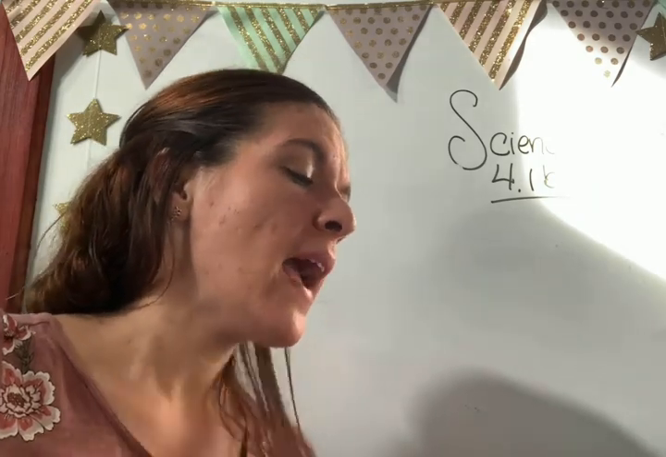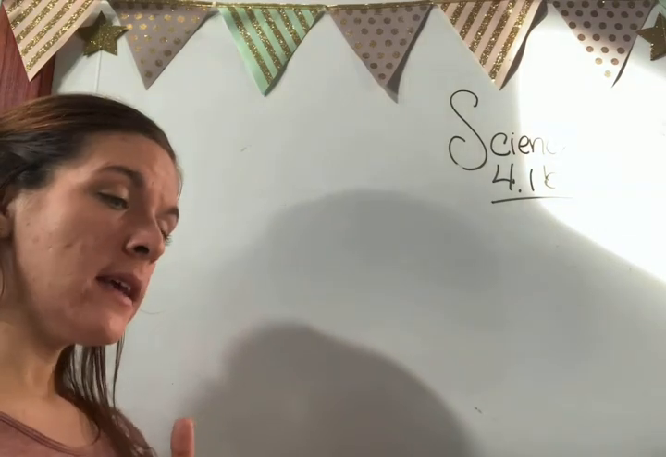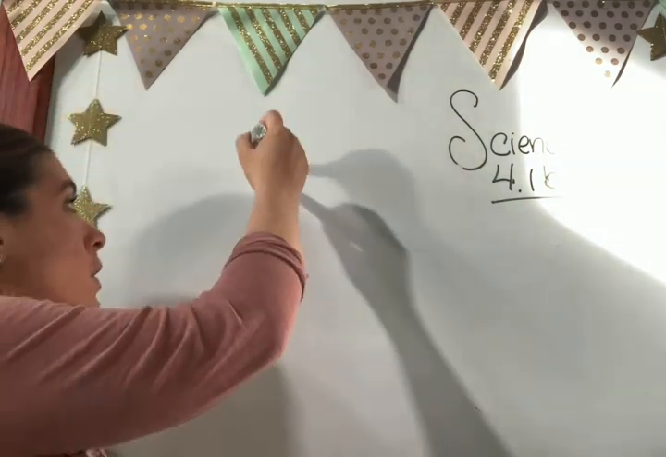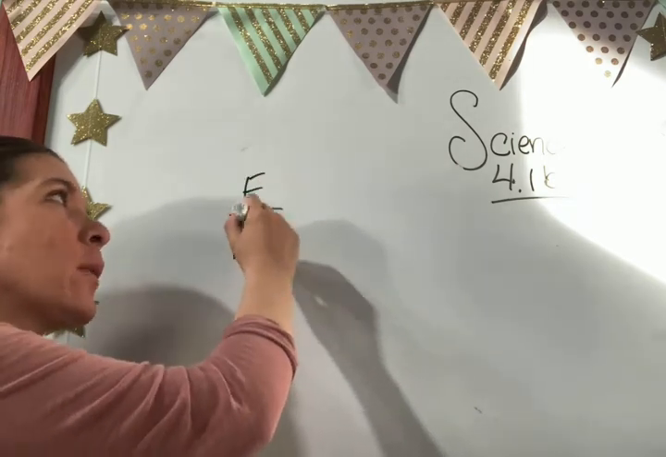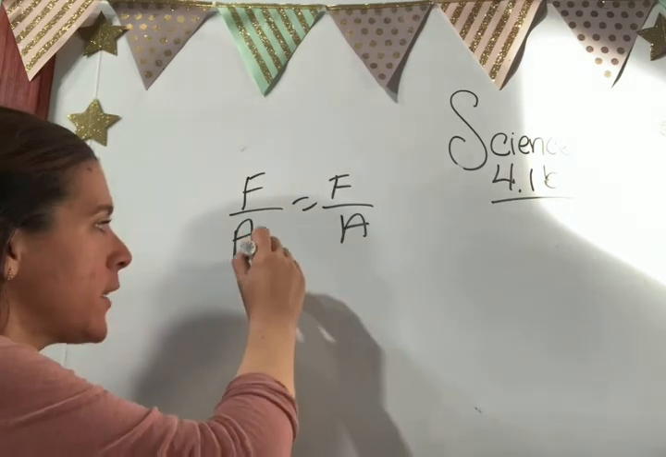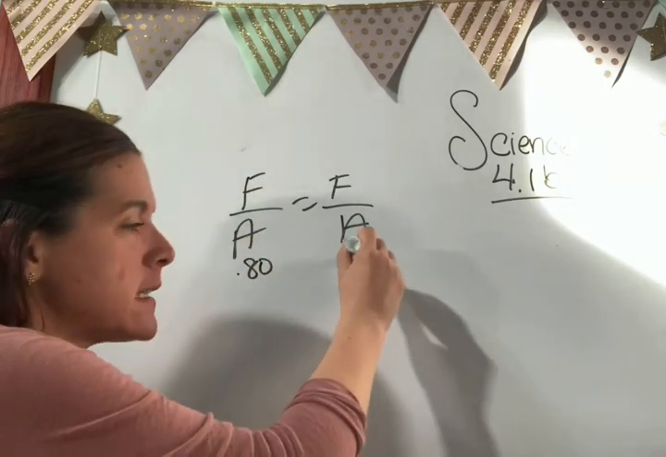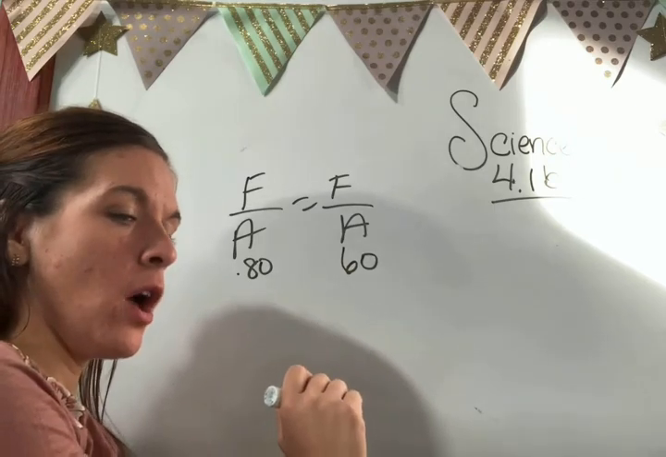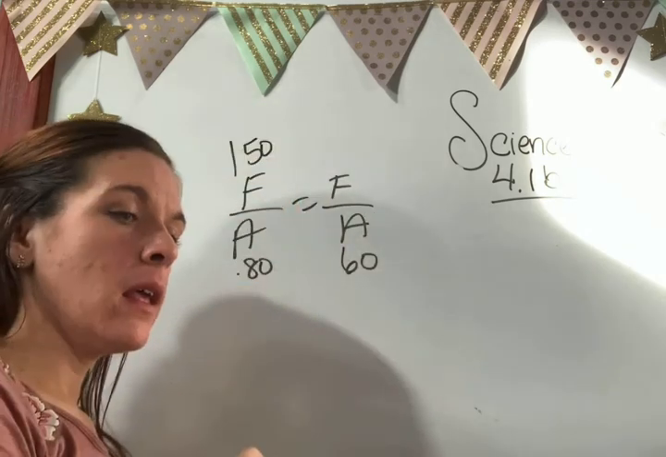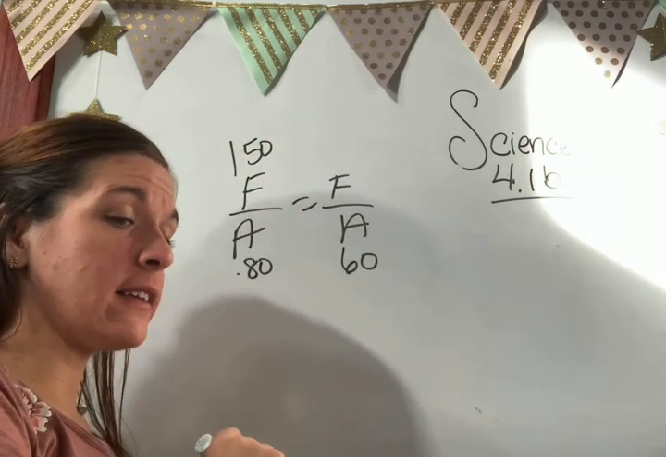Okay, number 3, a hydraulic press has a small piston with an area of 0.8 and a large piston with an area of 60. I can already tell we're going to be using this formula, and if I'm wrong, I can change it. So we're going to go 0.8 here, 60 here. A force of 150 newtons is applied to the small one. Determine the output force of the large cylinder under ideal conditions.